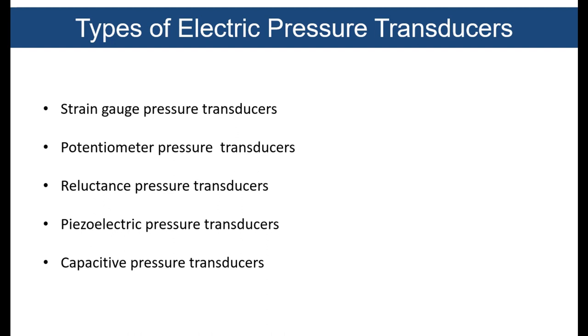Types of electrical pressure transducer, or we can say electric pressure transducer. First, we have the strain gauge pressure transducer. Then we're gonna see the potentiometer pressure transducer. We have the reluctance pressure transducer, piezoelectric pressure transducer, and capacitive pressure transducer.